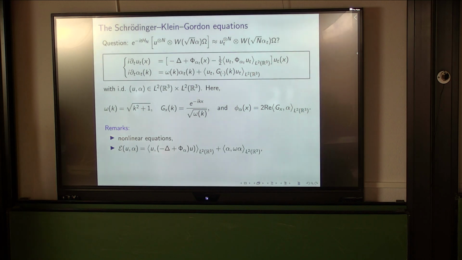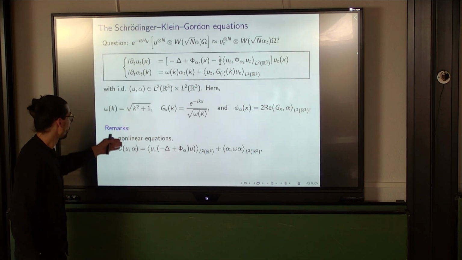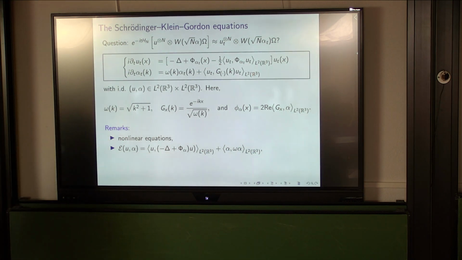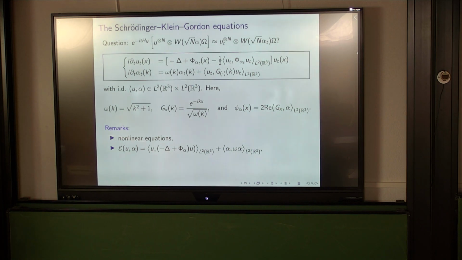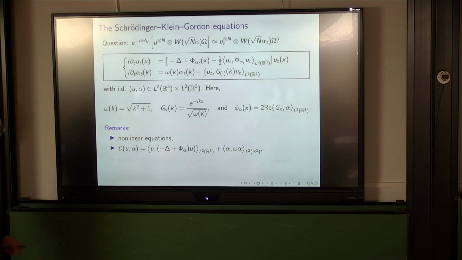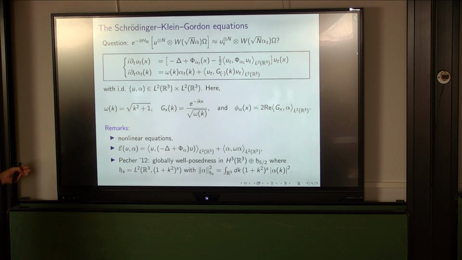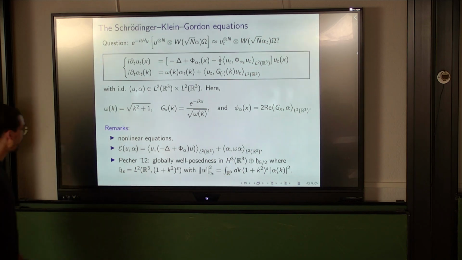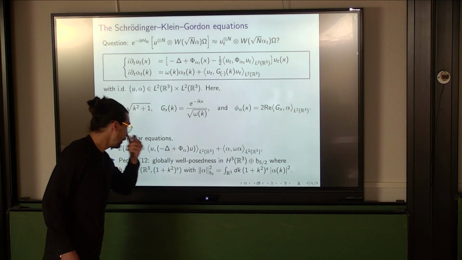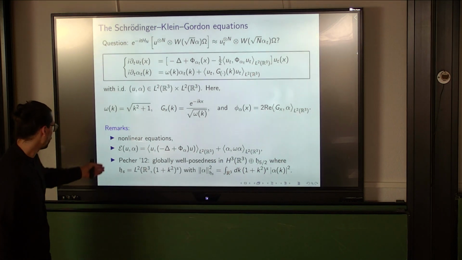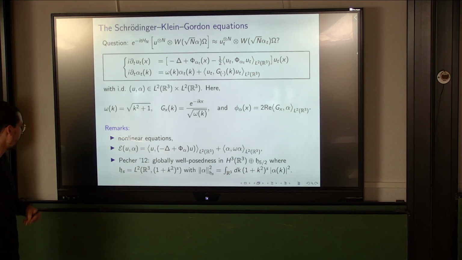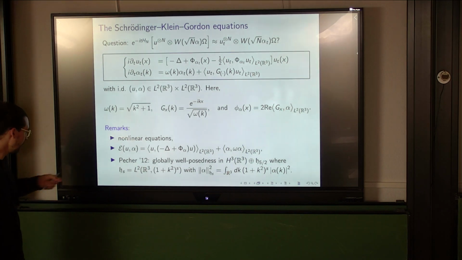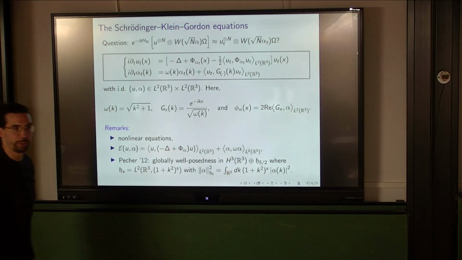And for later purposes, I will also define the energy of the Schrödinger-Klein-Gordon system, which is invariant under the evolution. Throughout this talk, we will use a result which, for example, follows from a result of Pecher, namely that the Schrödinger-Klein-Gordon equations are globally well posed in H3 plus H5, where this small H5 is a weighted L2 space, which is defined in the following way.